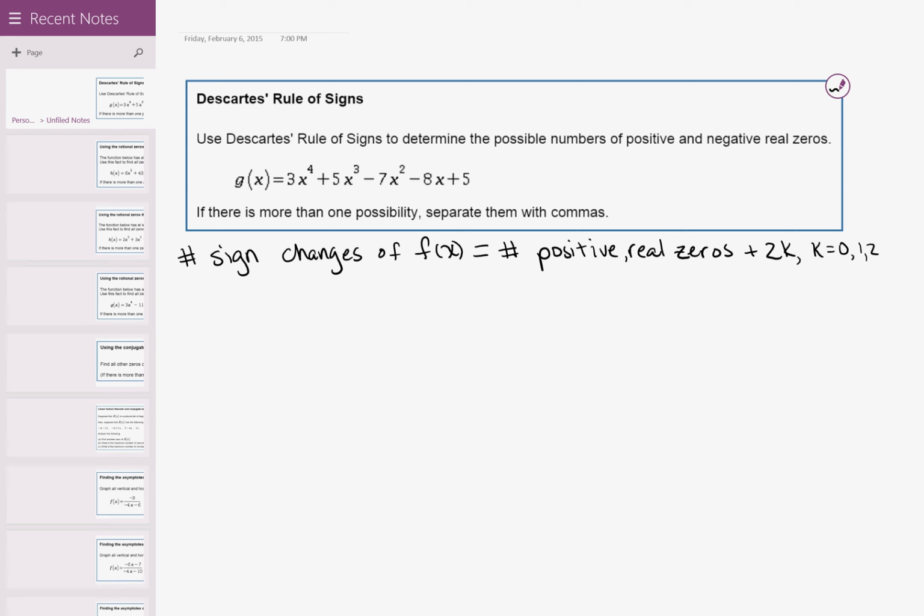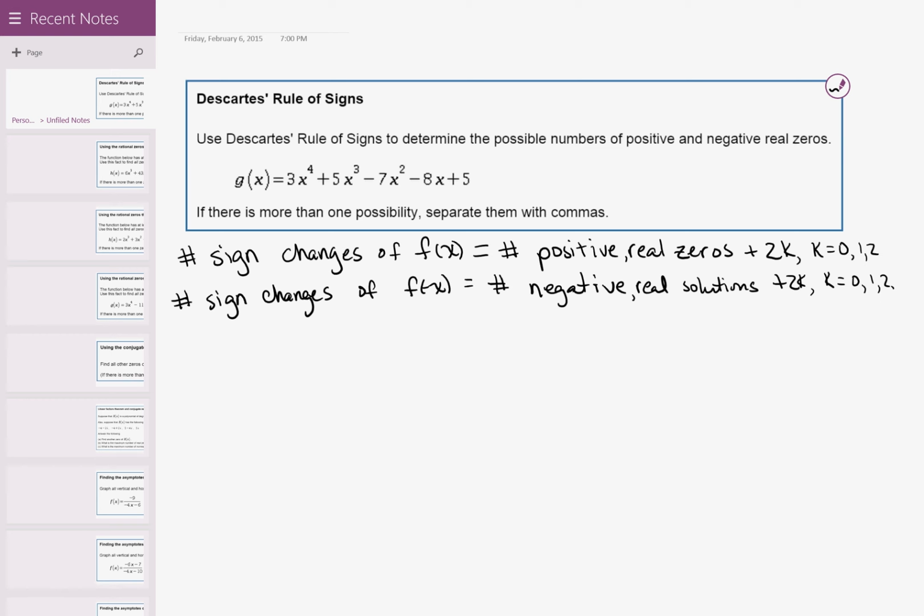Okay, and the number of sign changes of the coefficients of f of negative x is equal to the number of negative real solutions plus 2k, where k is a non-negative integer. And let me explain what that means.